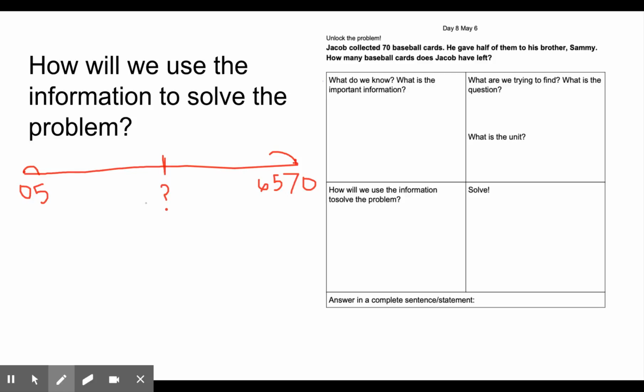Whatever strategy you decide to use, write down your strategy here. Maybe it's skip counting, maybe it's on a number line. Decide what you are going to do. When you're done, come back.